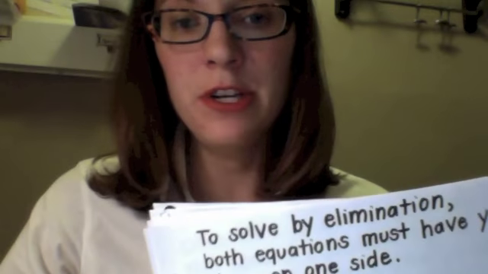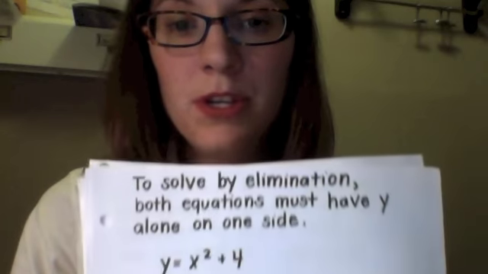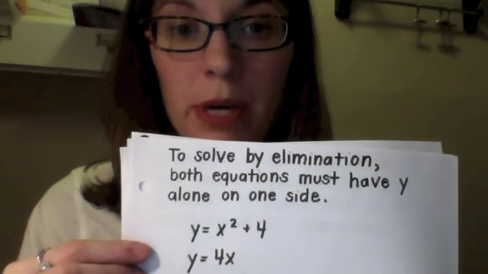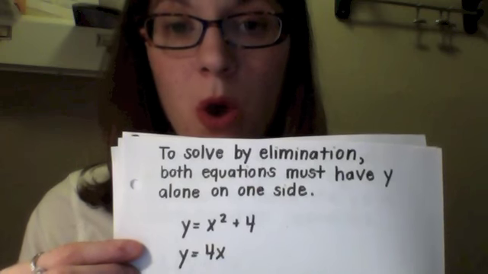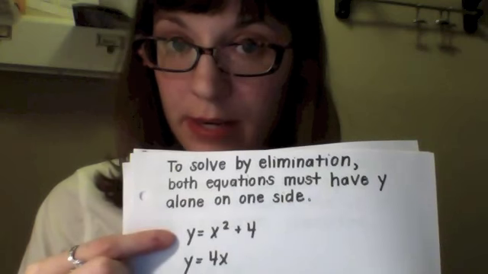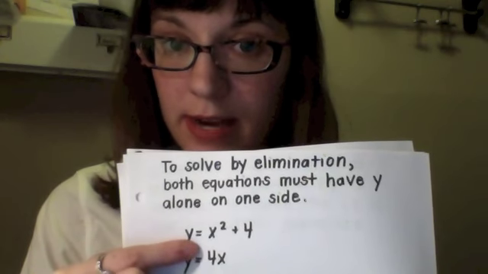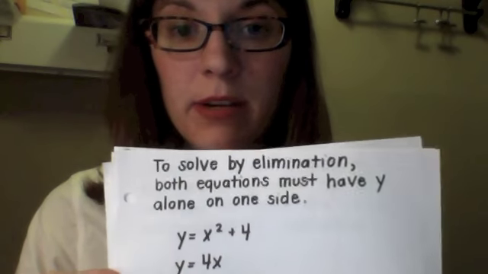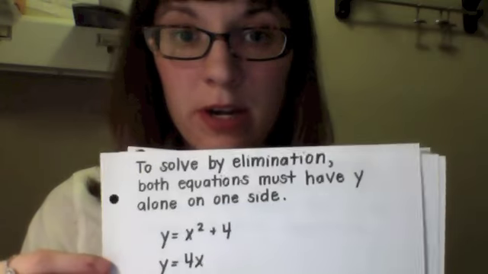Let's turn our attention now to elimination. To solve by elimination, in order to get started, both equations must have y alone on one side of the equal sign. That's the case here. I see y by itself on one side of the equal sign and y by itself on one side of the equal sign. So I'm all ready to get started.